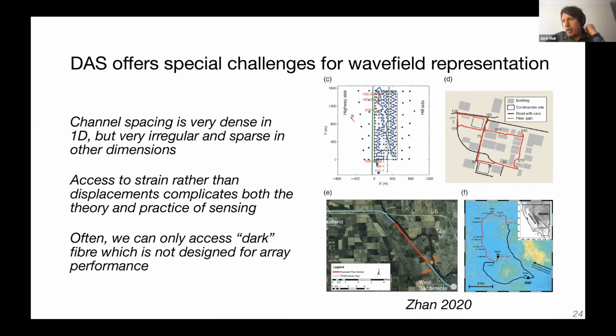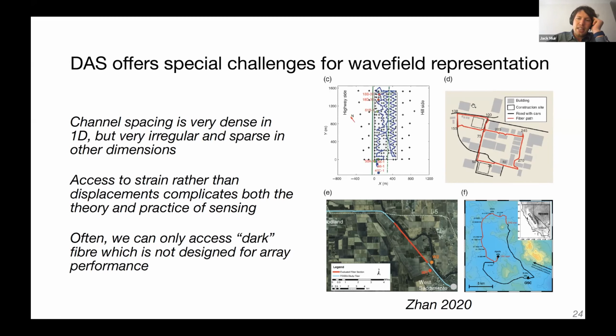the way the community has worked is that in research, at least, we're often working with what's called dark fiber, which is to say that researchers don't put the fiber into the ground. They just take the fiber that somebody else is not using and put their boxes on it. And so it's not necessarily designed for array performance.